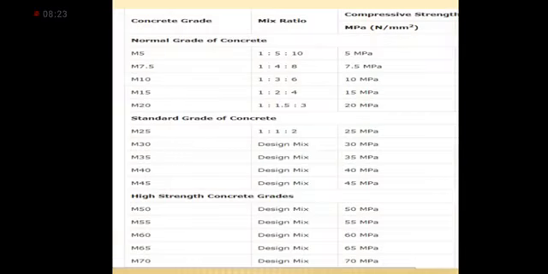Next, here we are having some ratios. For M5, that is nominal grade of concrete, the mix ratio is 1:5:10. It means 1 cement, 5 sand and 10 aggregate. Its compressive strength at 28th day of curing is 5 megapascal.